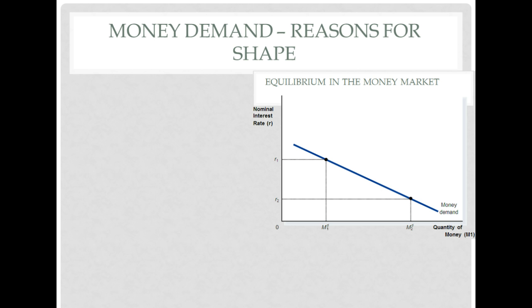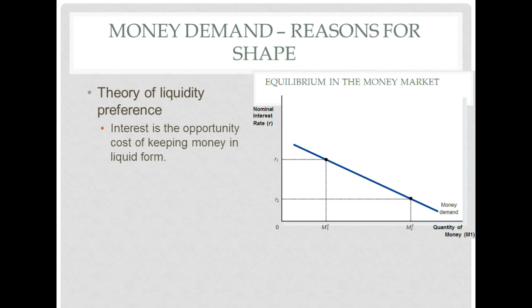The reason for the shape of the demand curve is something called the theory of liquidity preference. Now that sounds very fancy, but all that means essentially is this. The interest rates that we've been talking about here are really the opportunity cost of keeping money in liquid form. That's what we talked about a moment ago. Interest rates really are essentially what we're giving up when we keep that money in our pocket.